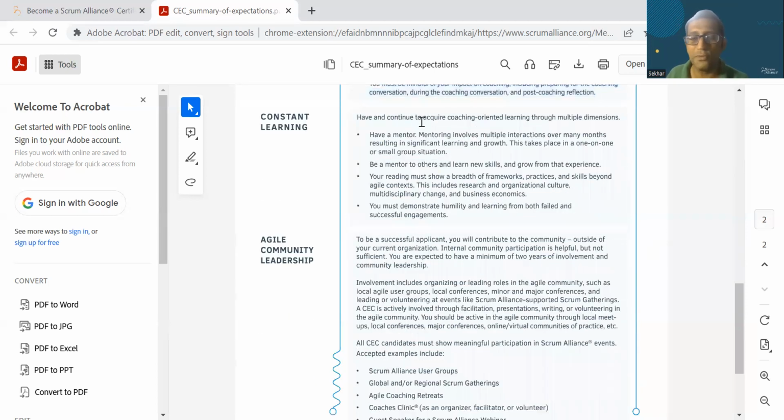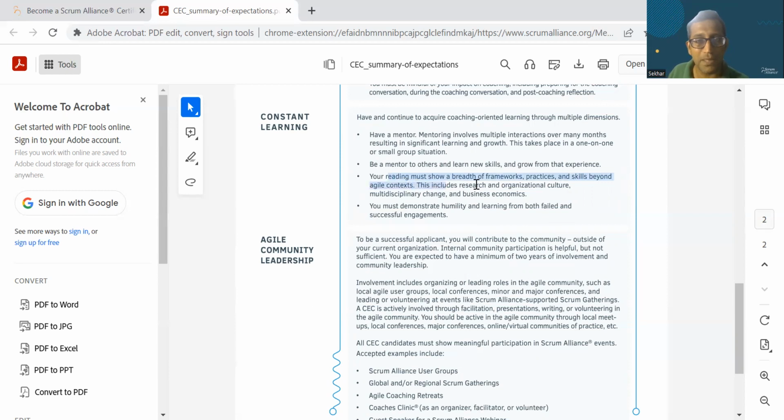And constant learning, we look for a lot of constant learning evidence. So do you have a mentor? Are you working with your mentor constantly? Who is that mentor? How many hours are you engaging with your mentor? And are you also a mentor? Are you mentoring someone? So from one side, you are learning from someone, and from the other side, you are giving it to someone. And you must demonstrate humility and learning from both failed as well as successful engagements. Not every engagement is a successful engagement.